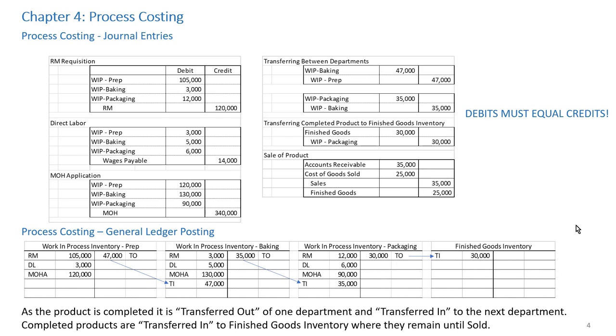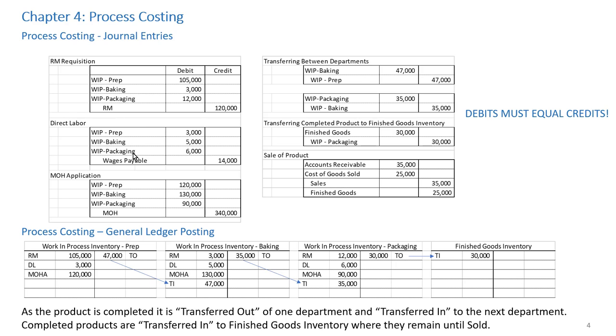This slide provides examples of journal entries. Remember, when journalizing transactions, debits must equal credits. Look carefully and you will observe the similarities between job order costing and process costing. The big difference again is the existence of a work in process account for each department.